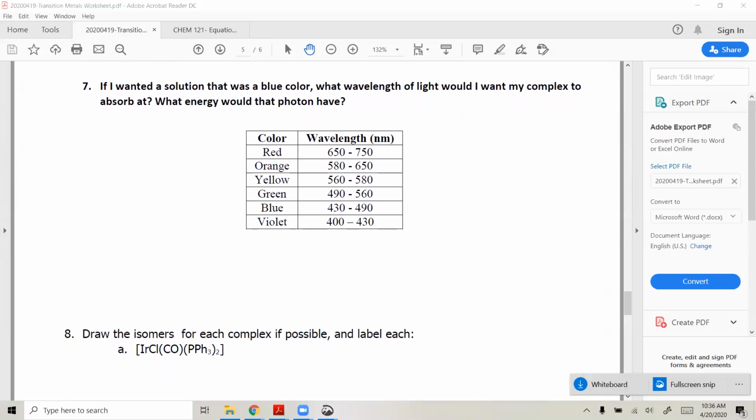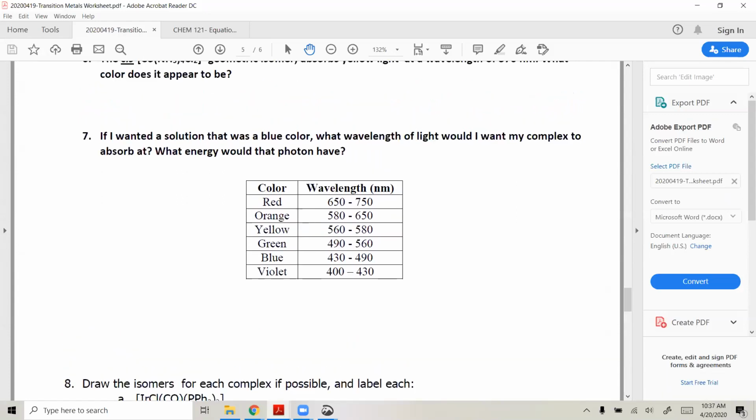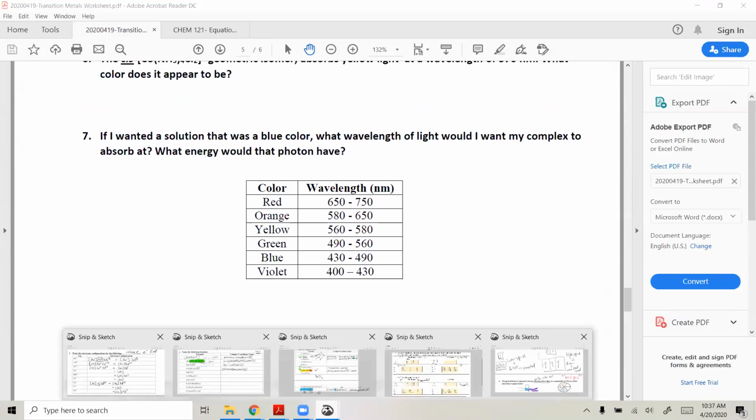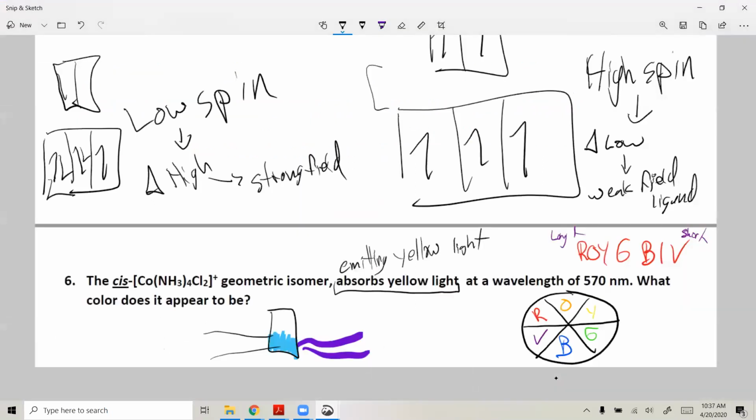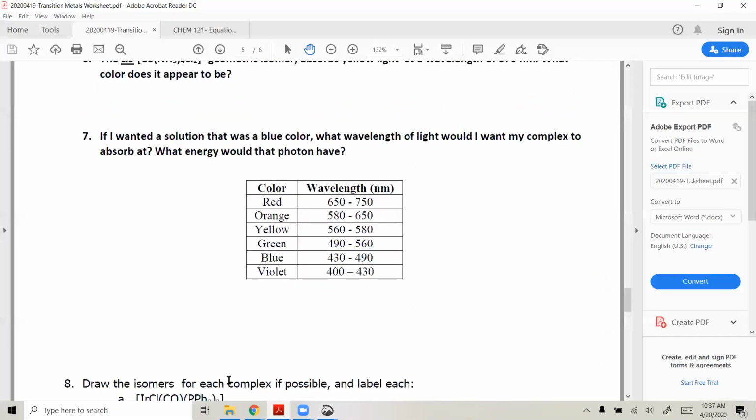So just as a quick one, if we wanted a solution that was a blue color, what wavelength of light do I want it to absorb? Looking at our chart, we want it to absorb orange. And so what wavelength does our orange need to be? 580 to 650. 580 to 650, right? And so then later on, you would solve this for your energy. Does anyone have any questions on that part?